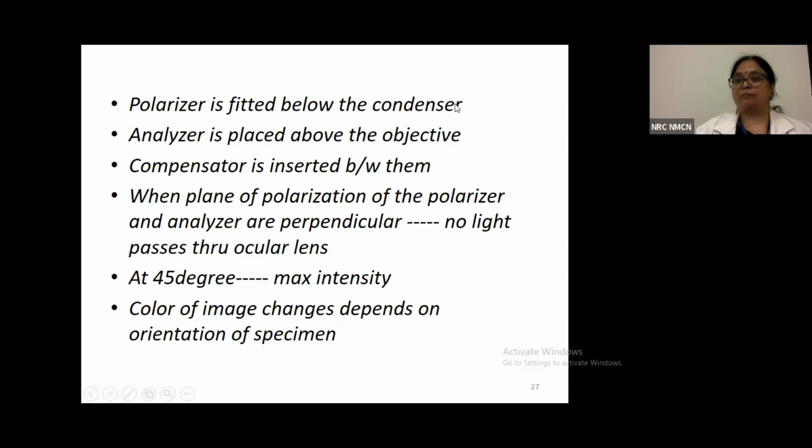Polarizer is fitted below the condenser and analyzer is placed above the objective. As I have already told, there is a compensator which might be inserted between them. Now when the plane of polarizer and analyzer are perpendicular to each other, no light passes through the ocular lens and we get a dark image. When the polarizer and analyzer are at 45 degrees to each other, we get the maximum intensity of the light and the color of the image changes depending upon the orientation of the specimen.